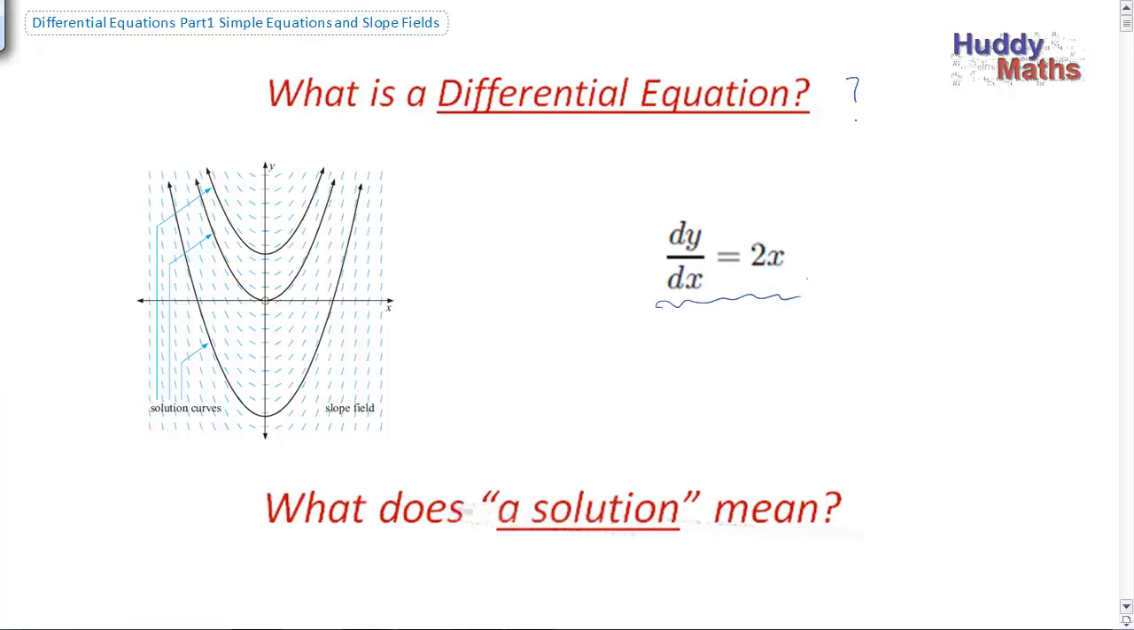It's the derivative of y with respect to x equals 2x. And it's an equation. So down here, can we solve that? What would a solution mean? Well, as with ordinary linear equations, quadratic equations, and so on, a solution is a value which satisfies that. So we want a y which satisfies that equation. Or we might want to draw a picture of it.